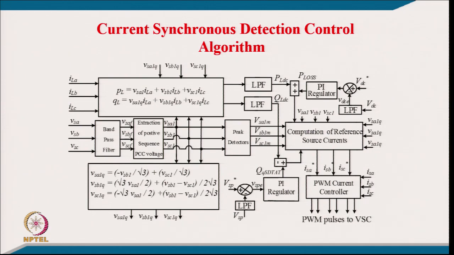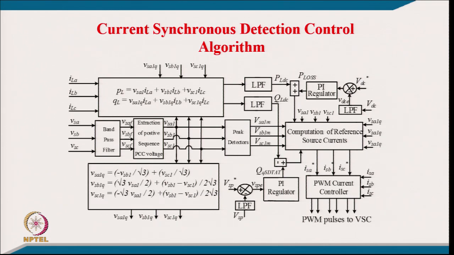Now, we come to this third control. This is another control algorithm which is called the current synchronous detection control algorithm. Virtually it came from a concept from communication systems, people have used it. It is also very straightforward, similar. There is a little similarity in most of the control algorithms. Once you understand one, then you will go on understanding the others too.